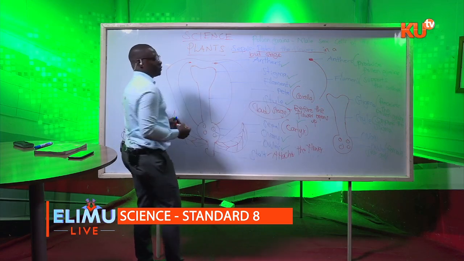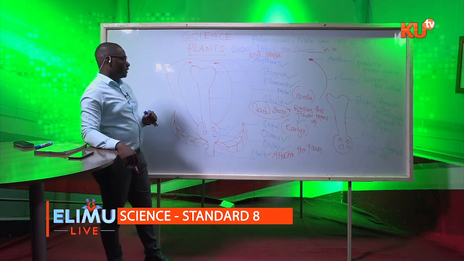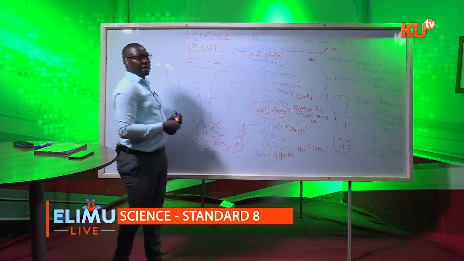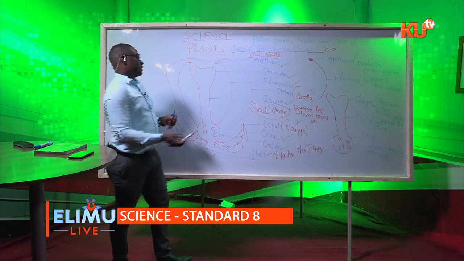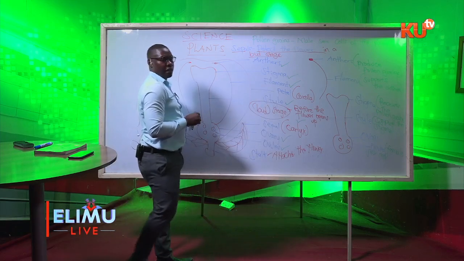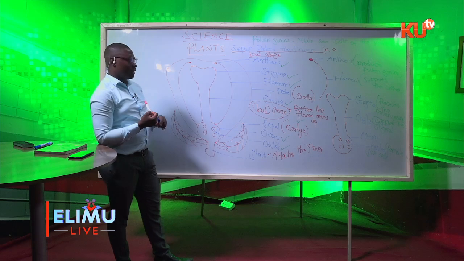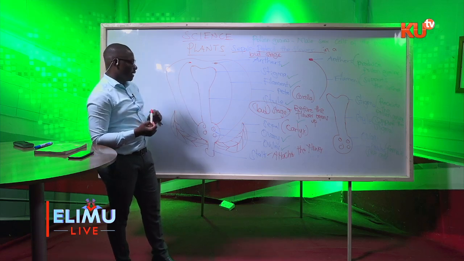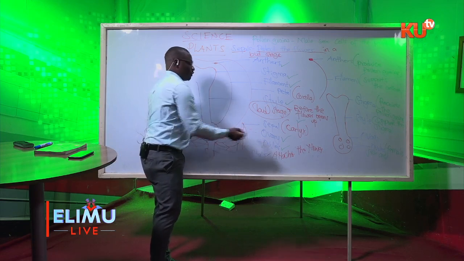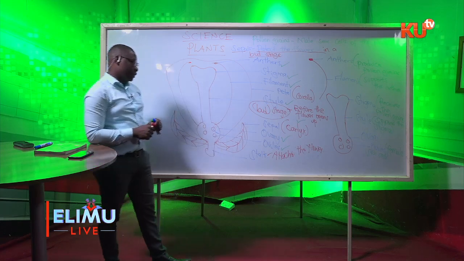The anthers, which are male parts, produce the pollen grains. The filament, which is also a male part, supports the anthers. The stigma, which is a female part, receives the pollen grains. The style, which is also part of the female parts, supports the stigma. The ovary will develop into a fruit, and the ovules are the female sex cells, which later develop into seeds.